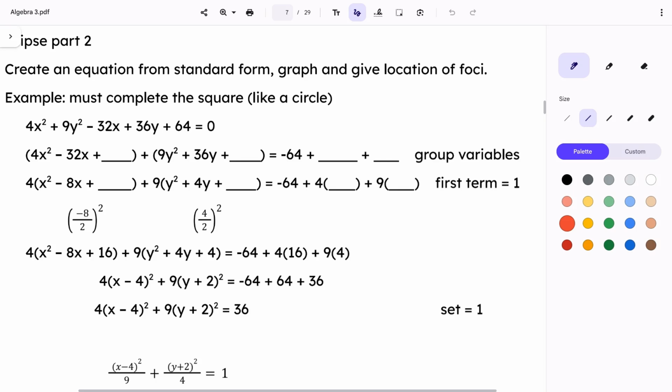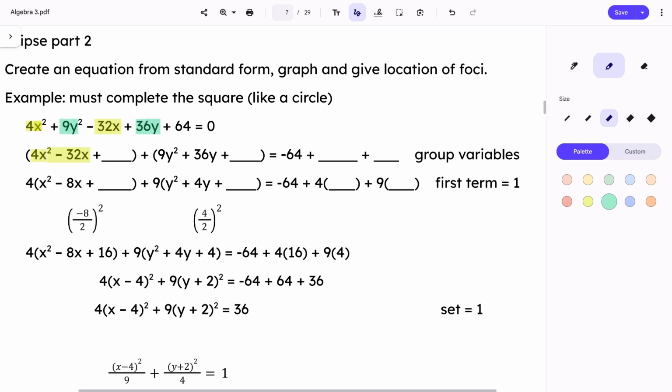The first thing that you're going to want to do is group your variables together. So if you look up here, I have my x squared term and my x term kind of separated, and I want those to be together. So they put those down here. Now the 4x squared minus 32x are grouped together. They did the same thing with my y's, because my 9y squared and my 36y are also a little bit separated in my original form. So I put those together as well.